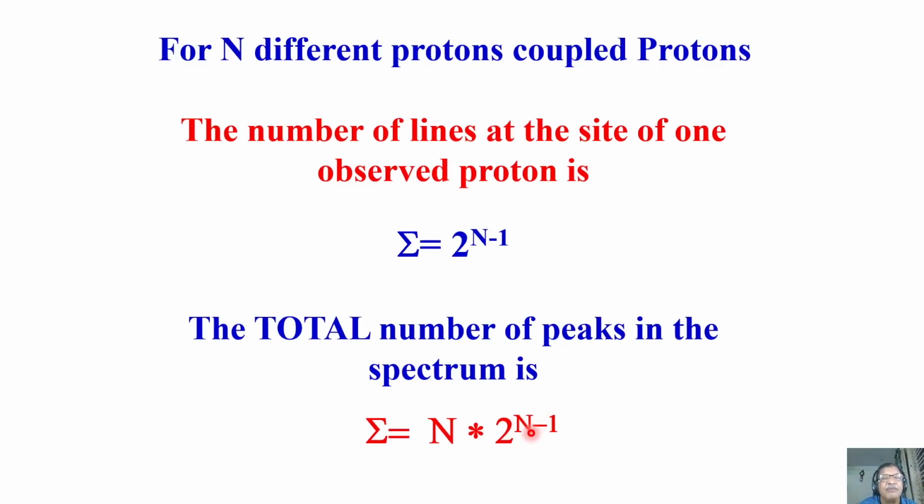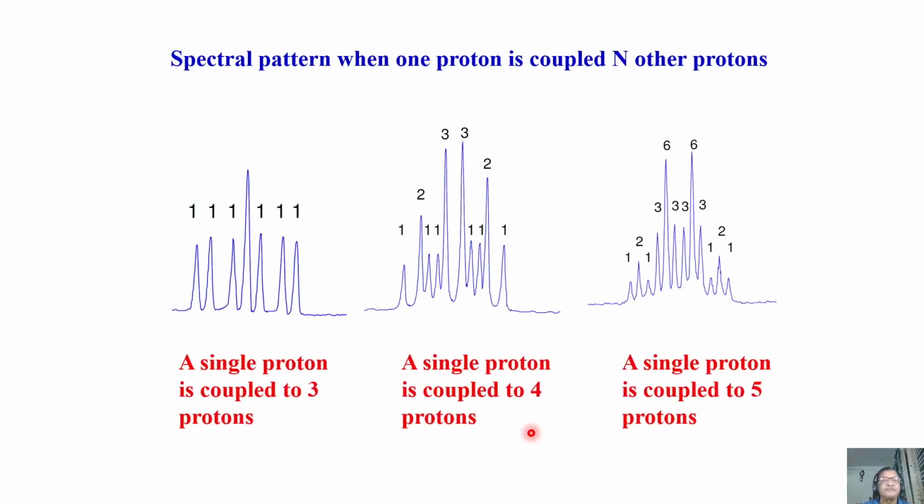When 3 protons are coupled, in the entire spectrum there will be 12 lines. Like this, the formula tells you how many peaks you get when n different chemically inequivalent protons are coupled. This is a simple logic.